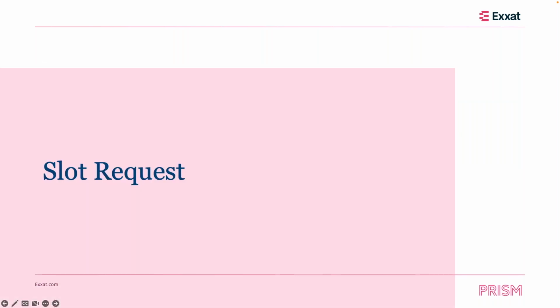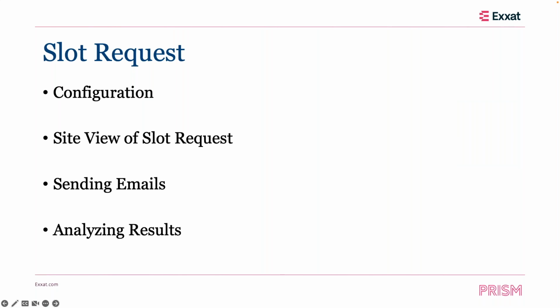All right, so starting off with our slot request. The slot request has a few components to it in terms of getting it set up and ready to send out. So first off, we'll talk about the configuration of the slot request. So you get to customize what the page looks like, and then we'll look into what the site sees when they receive the slot request and it's actually sent out. Then we'll cover how to send those emails out to your sites. And then last but not least, we'll dive into analyzing those results. So even though slot request is just one topic, there's a lot of moving parts to it. So we'll dive into those here.